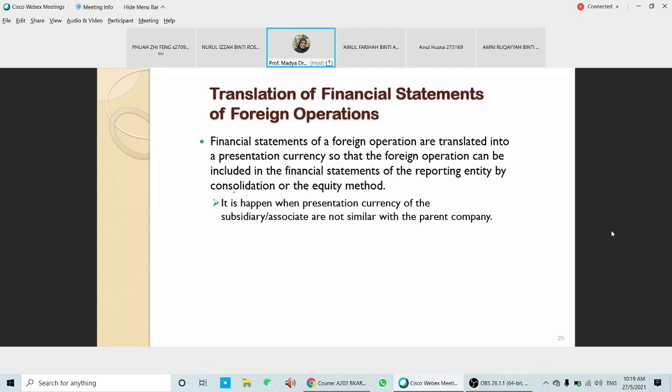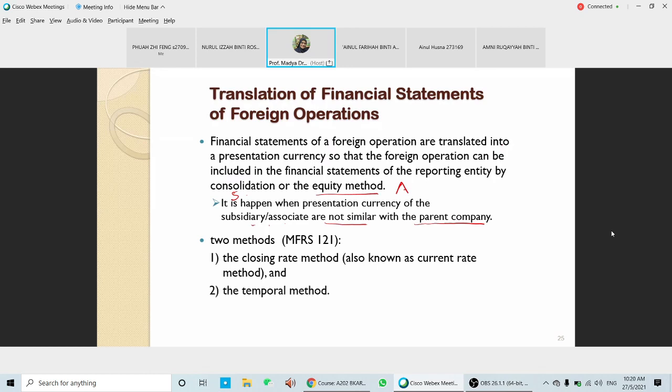So we need to have this one for a subsidiary when we want to consolidate the financial statements of the subsidiary; we need to translate to a presentation currency. It happens when the presentation currency of a subsidiary or associate (here, associate is the equity method) is not similar to the parent company's. So the financial statement prepared by the foreign operation uses a currency different from the currency used by the parent. There are two methods here.